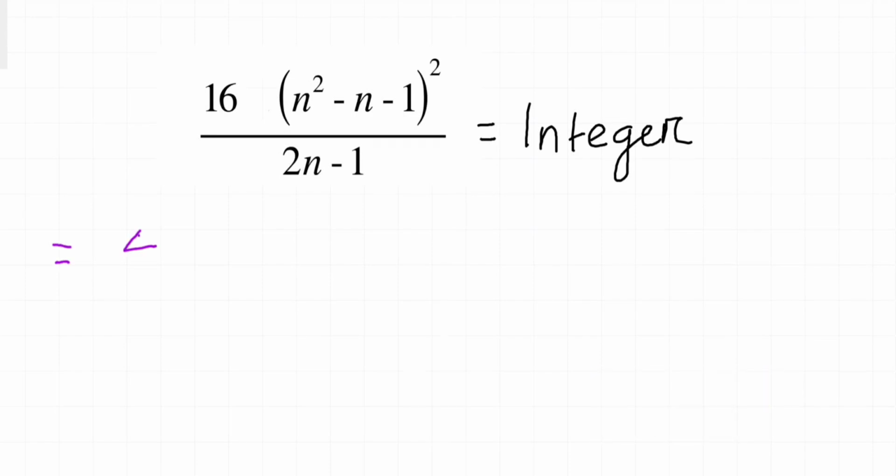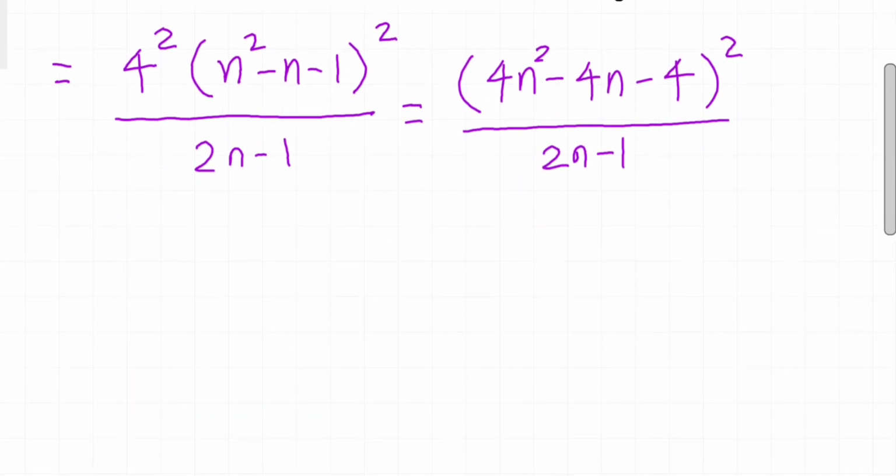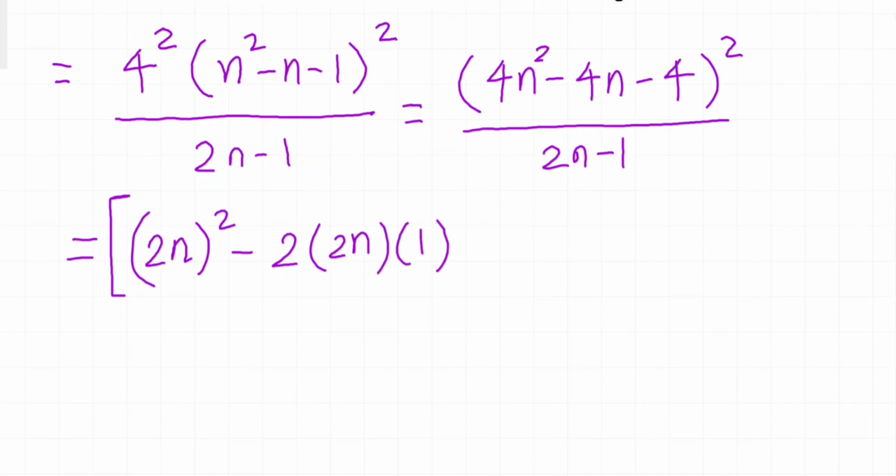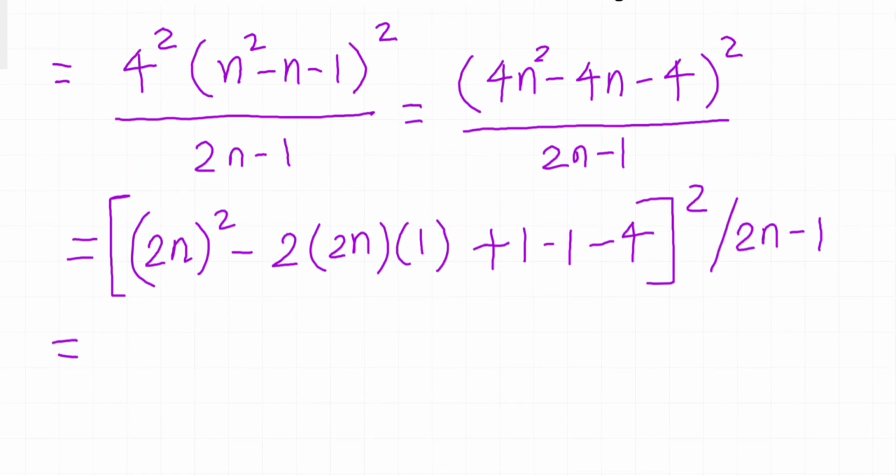I will make this 16 as 4 square, and this is as usual. So if you observe, you will see that we can complete a square inside this bracket like this. B is nothing but 4, so add 1, subtract 1, then minus 4 as usual. Square whole divided by 2n minus 1.